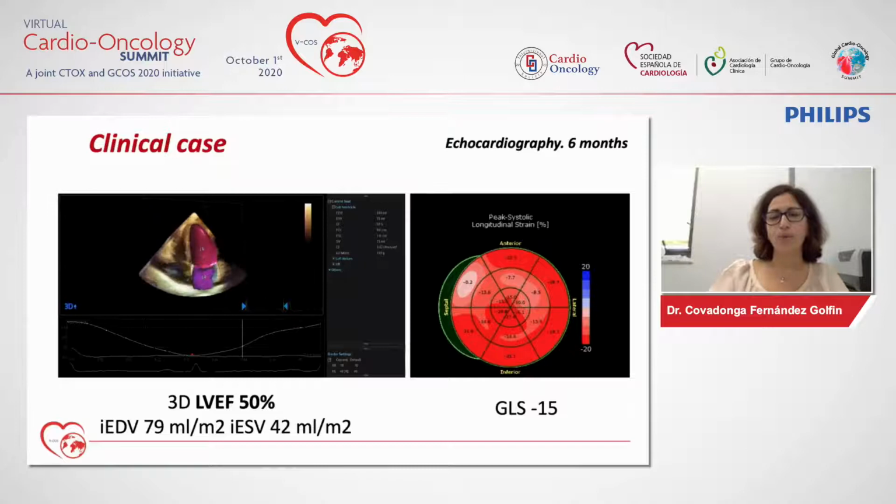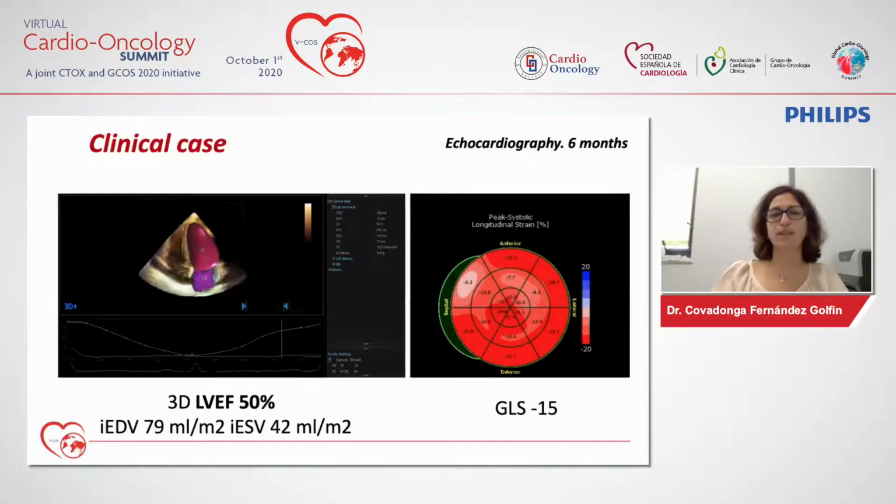And now when we took a look at the global longitudinal strain, we can see that it has decreased compared to the baseline values. I remind you that it was around minus 19, and now we have minus 15. So the 2D echo was very similar, and we didn't see anything going on. However, 3D echo, supported by the values of global longitudinal strain, confirmed that something was going on.